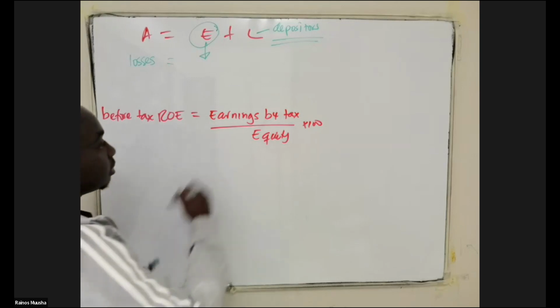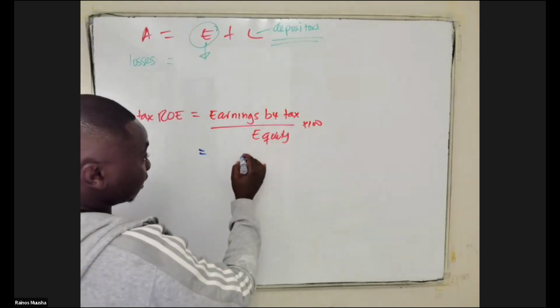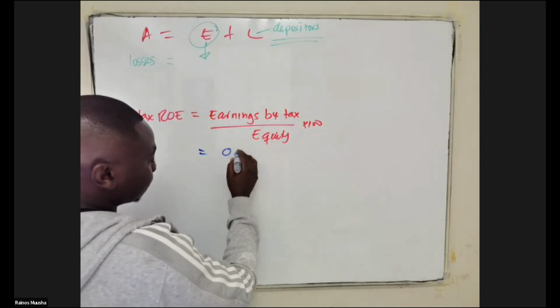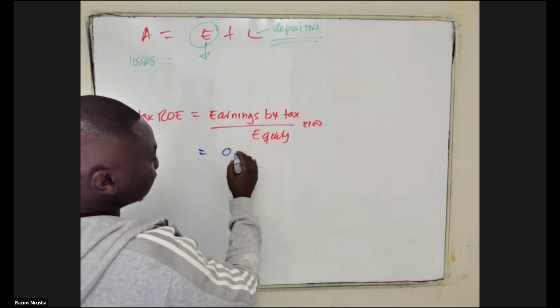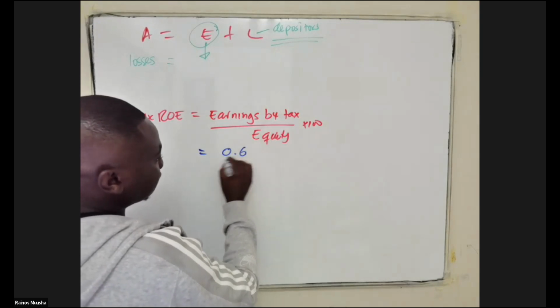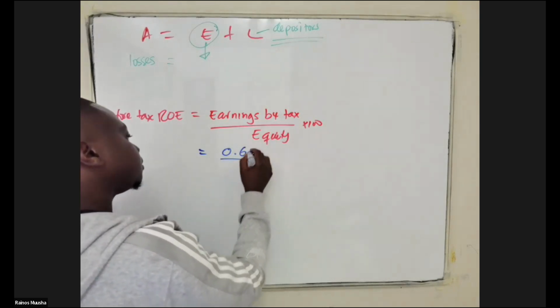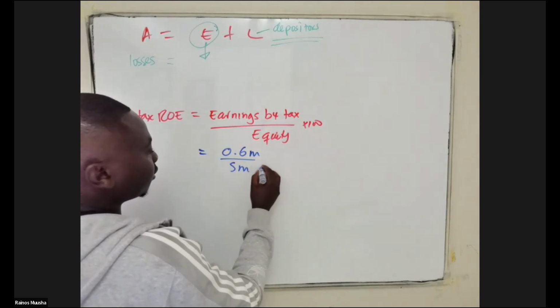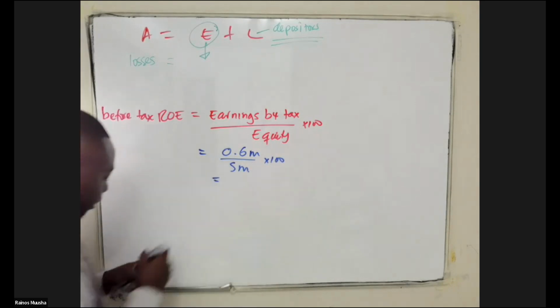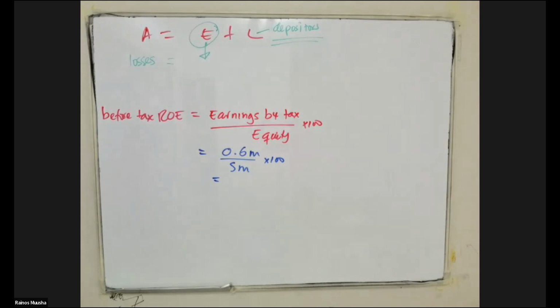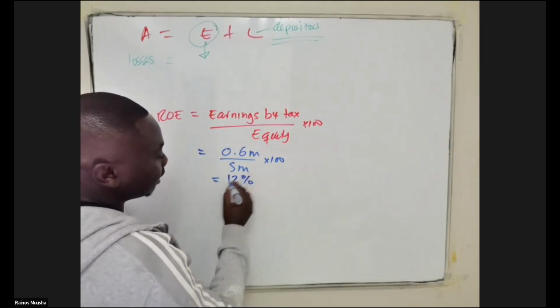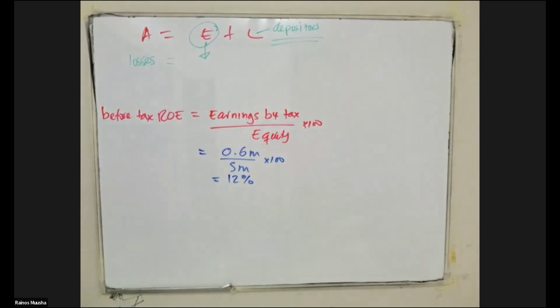So your before tax return on equity, where your pre-tax operating income is 0.6 million and your equity is equal to 5 million, multiplied by 100, would be equal to 12%. This is how they're getting the 12% before tax return on equity there. Are we on the same page so far? Any questions?